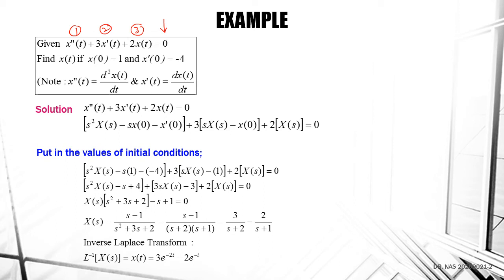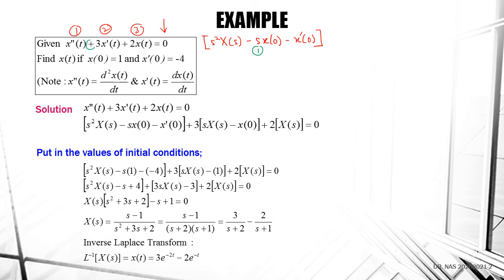Now let's start with the x double prime t. Double prime means s to the power of 2. So for the first component, it is s to the power of 2 Xs, minus s to the power of 1 x naught, minus s to the power of 0 x prime naught. So this is the first component.